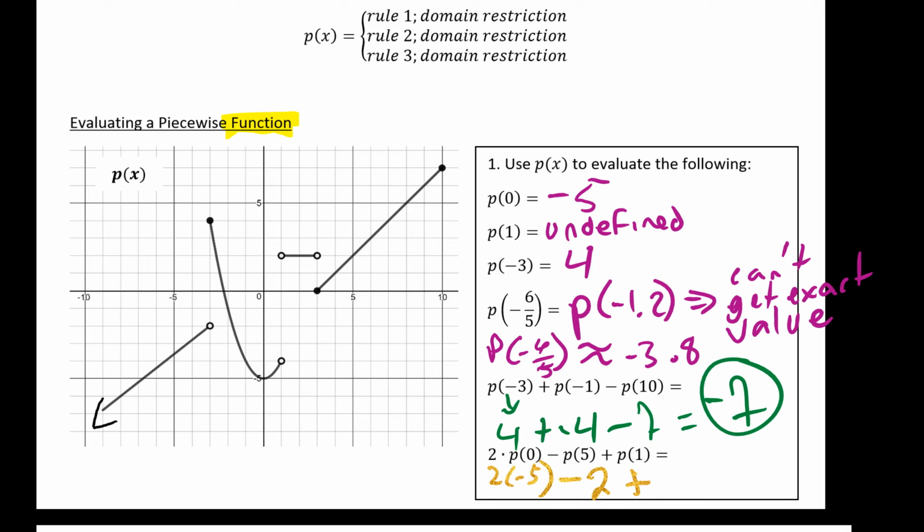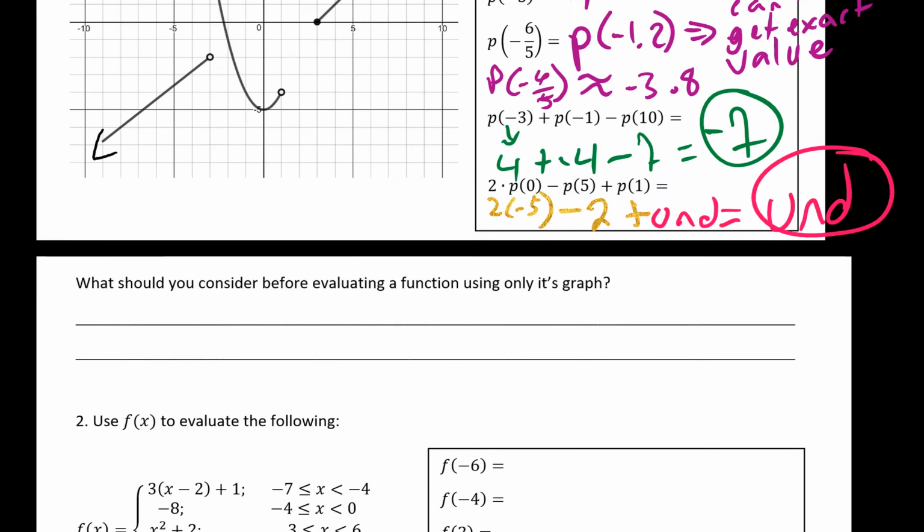P of 1 is undefined. So what happens when you add and subtract things with undefined? It's just undefined. Right? So in this case, we don't even have to do the rest of the calculation because, well, how do you add with undefined? You can't. It's undefined. So this value would also be undefined, okay? All right.